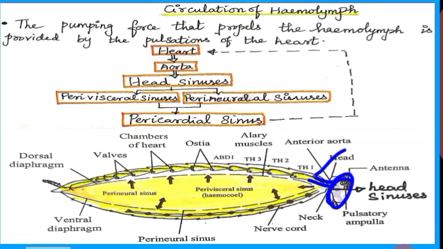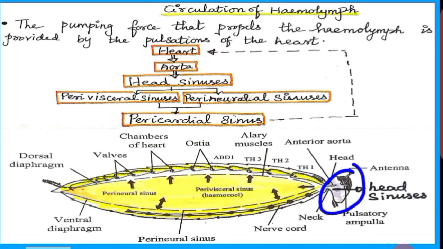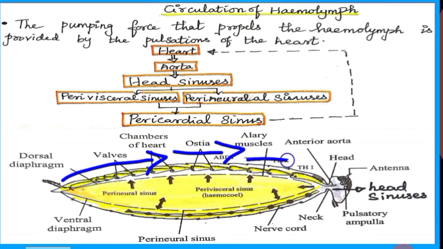The head region has the head sinus. As we discussed earlier, the body has 3 sinuses: the pericardial sinus which has the heart, the perivisceral sinus which has the gut, and the perineural sinus which has the nerve cord. This chain-like structure is called the nerve cord. As we discussed earlier, the blood flows in a posterior anterior manner, then it reaches the aorta. The aorta pours the blood into the head sinuses.